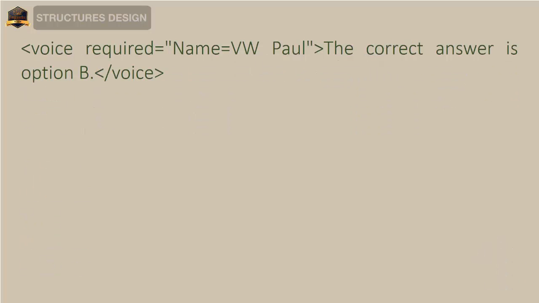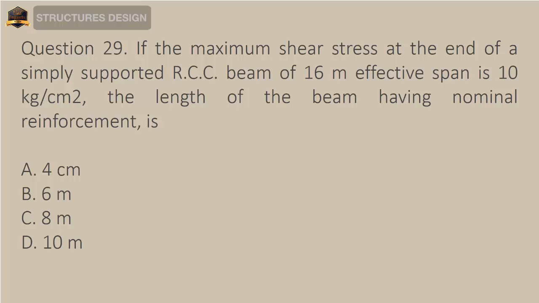Question 29. If the maximum shear stress at the end of a simply supported RCC beam of 16 m effective span is 10 kg per centimeter 2, the length of the beam having nominal reinforcement is A. 4 m, B. 6 m, C. 8 m, D. 10 m. The correct answer is option C.